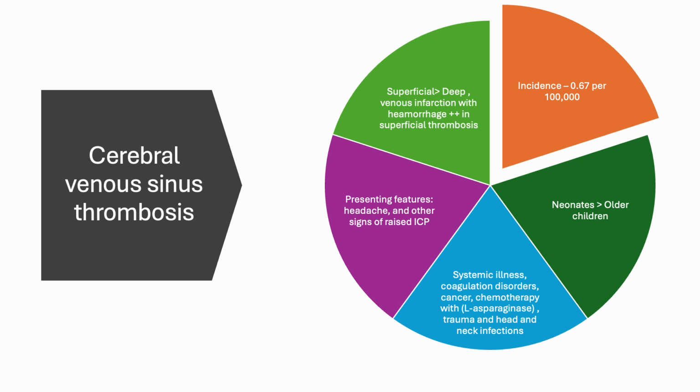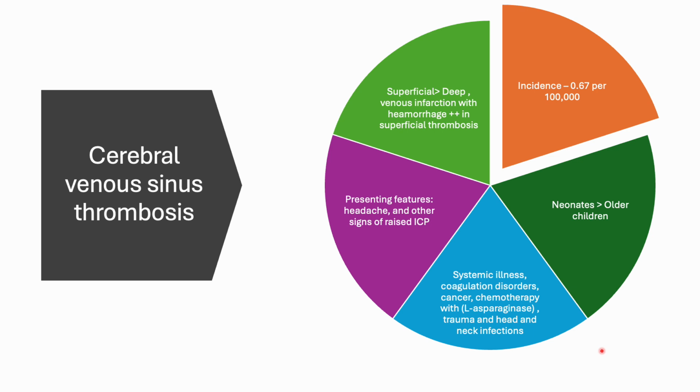Cerebral venous sinus thrombosis, the clinical course of this differs between neonates and the older children. So in the neonates, the etiologies differ, and in the age group that we're focusing on, the incidence is about 0.7 per 100,000, occurs more commonly in neonates, and it's precipitated by systemic illness, also underlying coagulation disorders, chemotherapy with L-asparaginase, trauma and head and neck infections. The incidence of trauma-induced CVST increases with age. There's also a slight male preponderance, which may be related to underlying risk-taking behaviours.